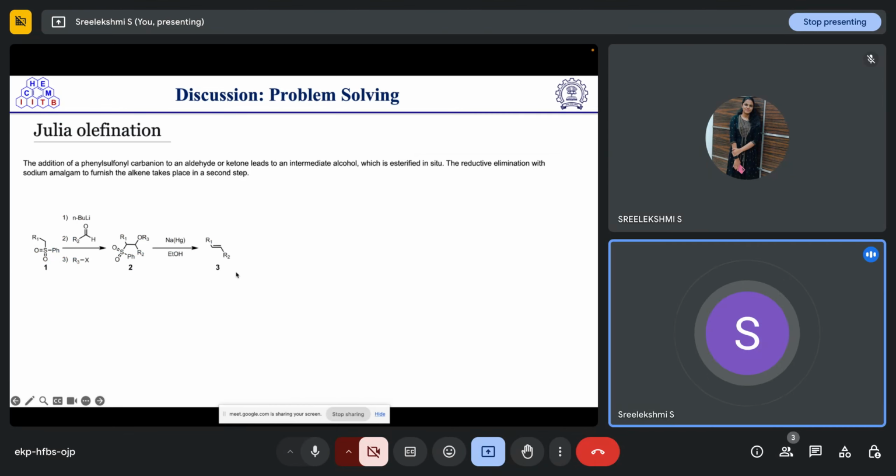The first one was Julia olefination. It is basically, as written here, the addition of a phenyl sulfonyl carbanion to an aldehyde or ketone, which leads to an intermediate alcohol which is esterified in situ. The reductive elimination with sodium amalgam to furnish the alkene takes place in the second step.